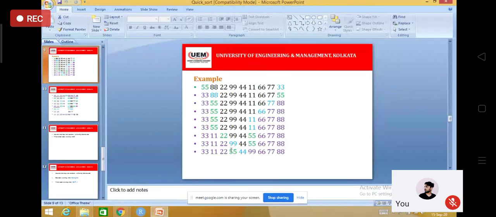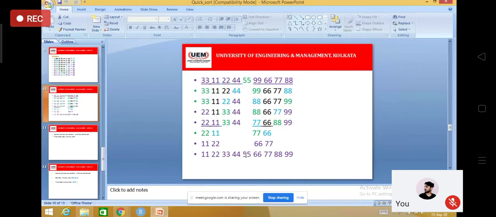Again you are here, where you will compare this with this, 44 and 55. After that, 55 will be in the middle, and all the elements on the left side are smaller and all the elements on the right side are bigger. So now what you need to do? Now you need to run the same thing for this sub-array. This is sub-array 1, this is sub-array 2. Select 33 on the left and select 99 on the right and do the same thing again and again.